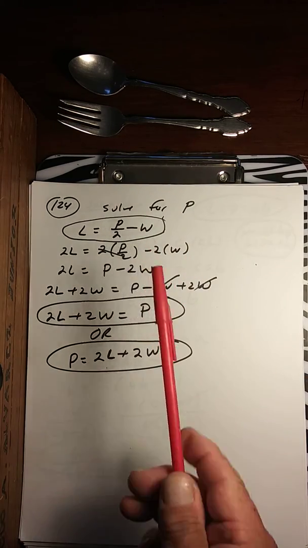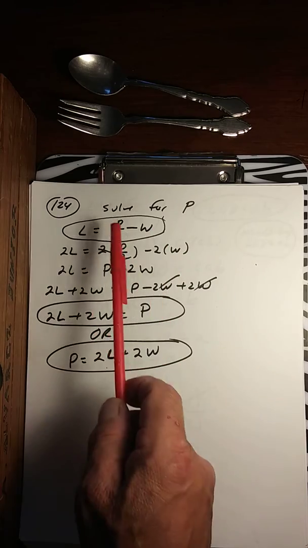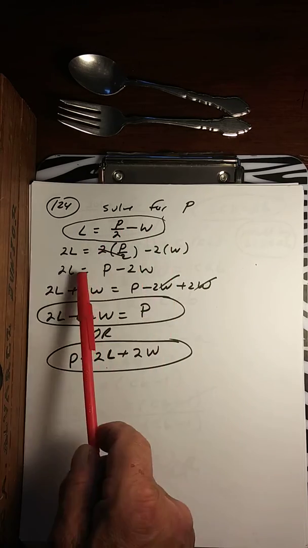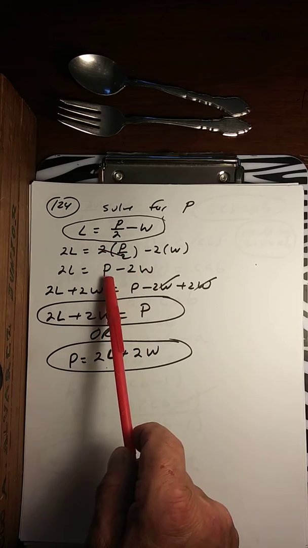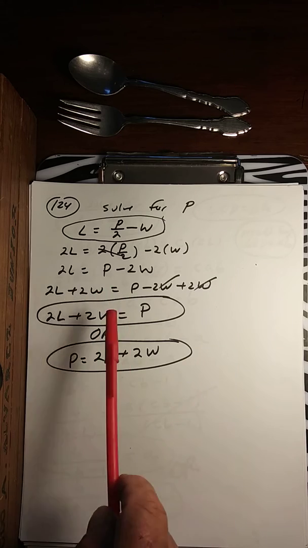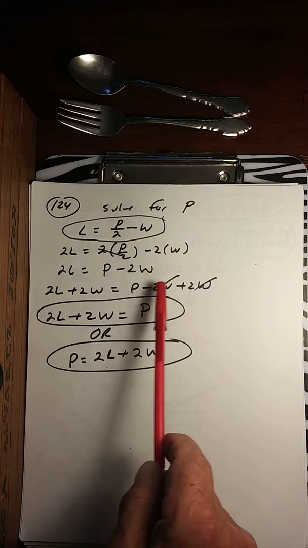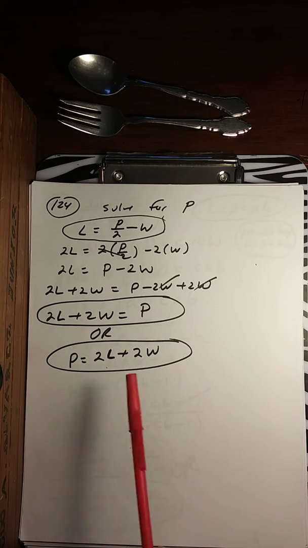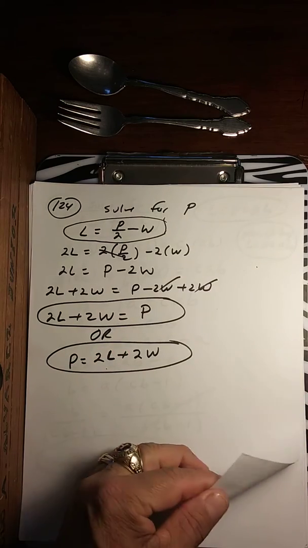Solve the literal equation for the letter P. Here's the formula. Multiply everything by what? By 2, by 2, by 2. So 2 goes in there. 2 is canceled here. P minus 2w. Now, plus 2w, plus 2w. So 2l plus 2w equals just P. So 2l plus 2w equals P, or P equals 2l plus 2w. Like perimeter equals 2 lengths plus 2 widths. That's what it is.